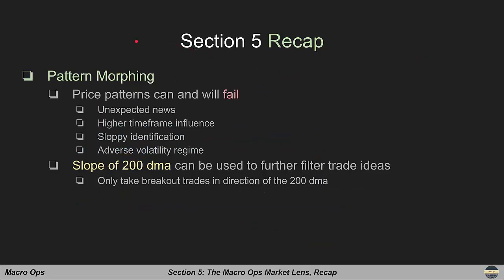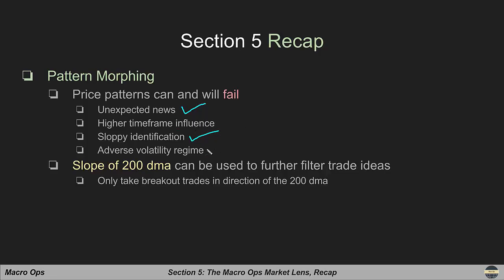Then we went into pattern morphing, talking about the failure side of patterns, how they can and will fail, and the reasons for these. So unexpected news coming out from, say, Fed officials, or just natural disasters, something like that, will cause a pattern to fail. Higher time frame influence, so maybe we have really, really huge funds executing on a chart that have no regard for the price patterns. Sloppy identification, if you start thinking everything's a pattern, then those are going to start failing. The signal is going to be not as strong.